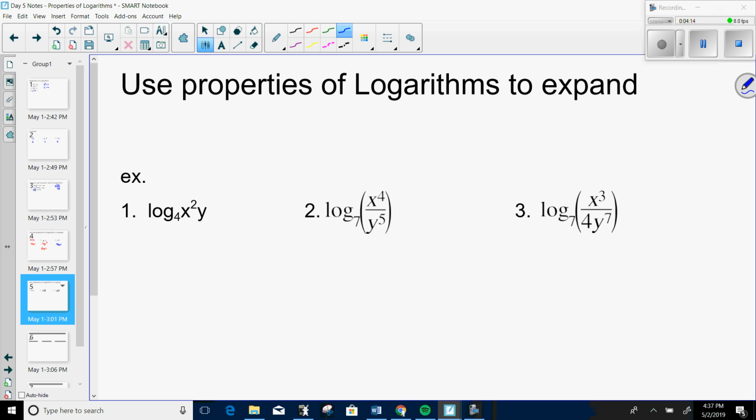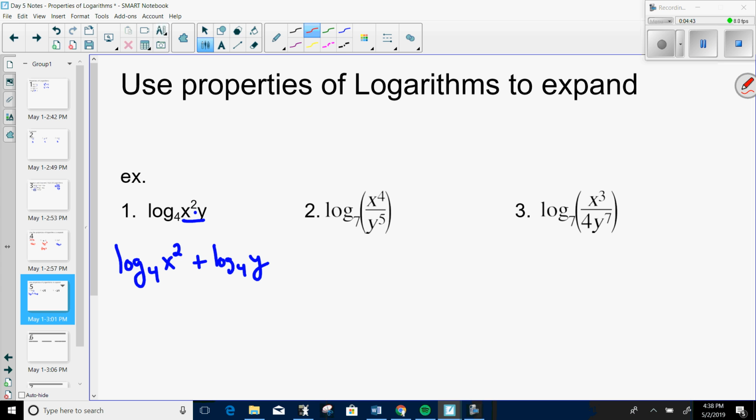Okay? Next slide, expand. Notice here we have multiplication. Multiplication can change to addition. So what this does is this becomes log base 4 of x squared plus log base 4 of y. Notice we took this x squared y that's being multiplied together, we split it apart as 2 logarithms. Expanding means to make bigger. We're making more logarithms, and we have addition.